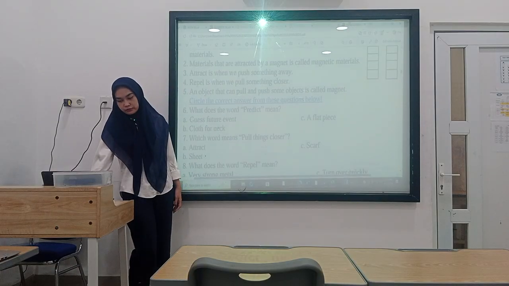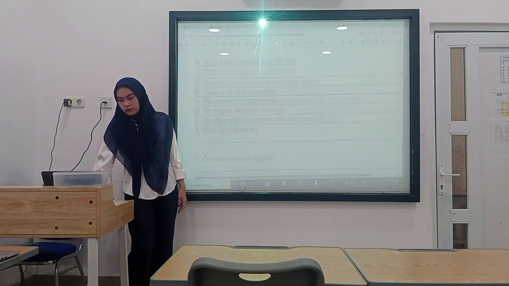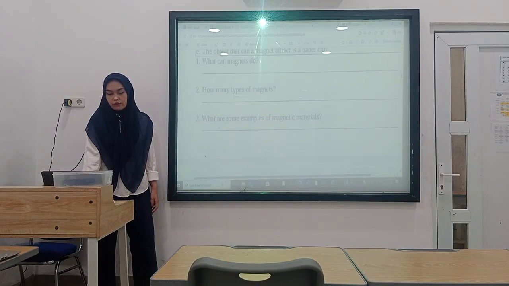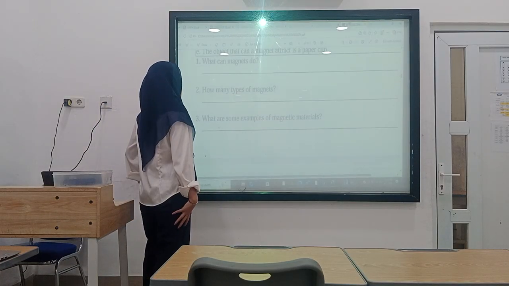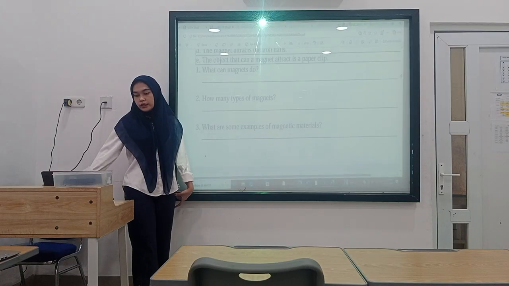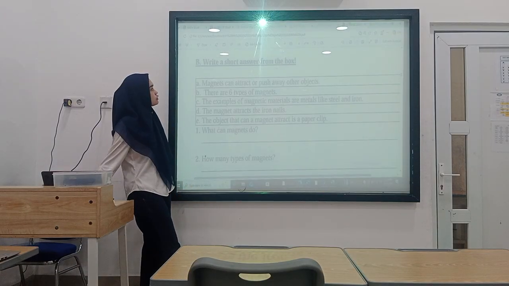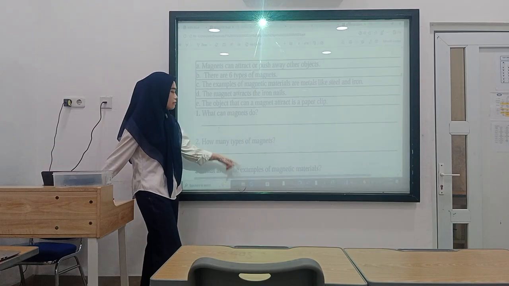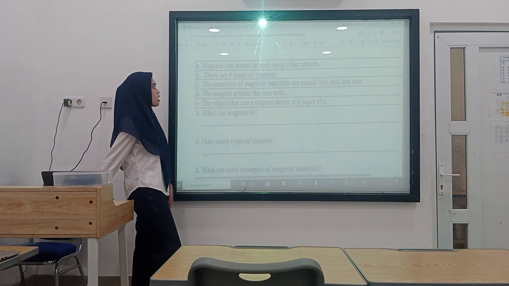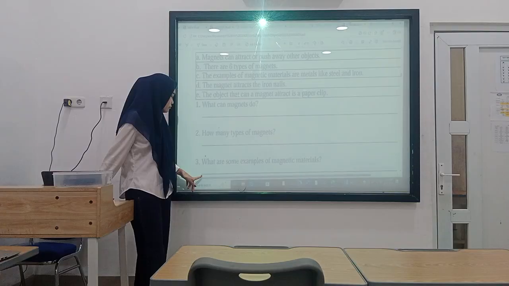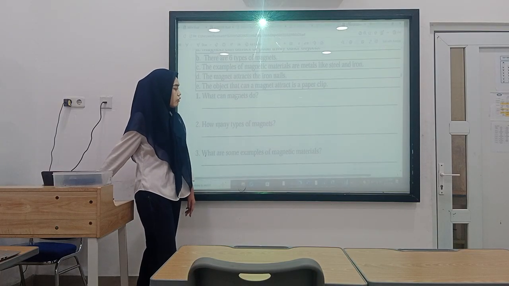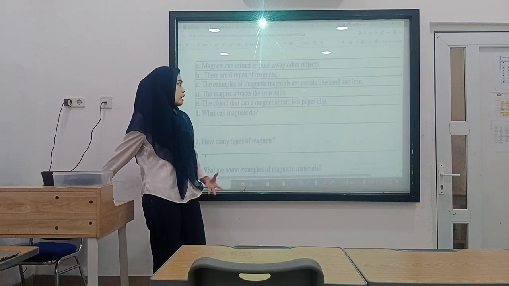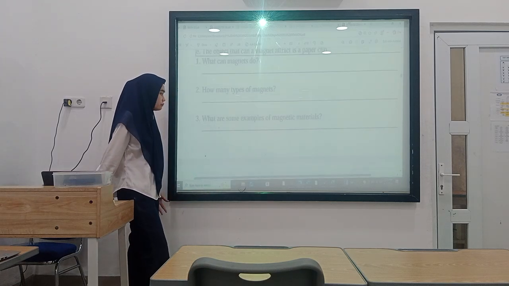The answer is true. Now in part B, the short answer questions based on the answers that we have provided. Number one, what can magnets do? The answer is magnets can attract or push away other objects. Number two, how many types of magnets? The answer is there are 6 types of magnets. Number three, what are some examples of magnetic materials? The answer is the examples of magnetic materials are metals like steel and iron.